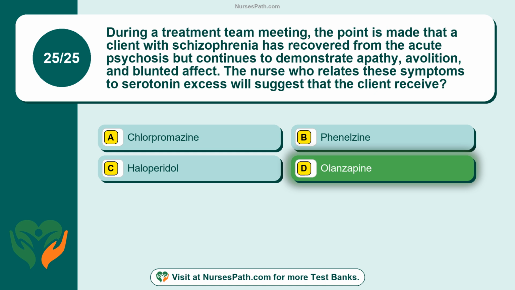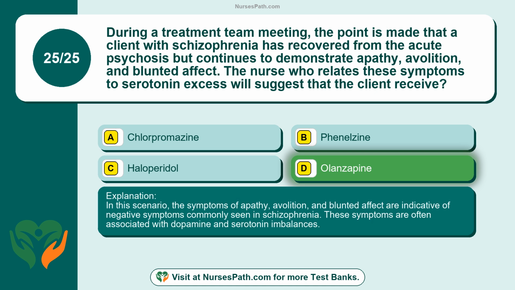Olanzapine. In this scenario, the symptoms of apathy, avolition, and blunted affect are indicative of negative symptoms commonly seen in schizophrenia. These symptoms are often associated with dopamine and serotonin imbalances.